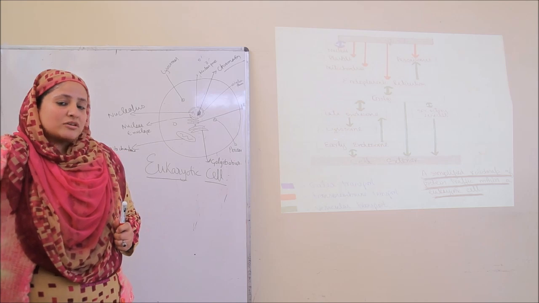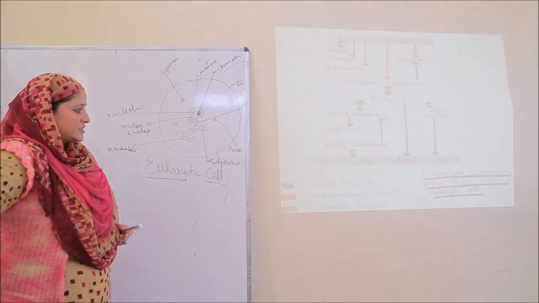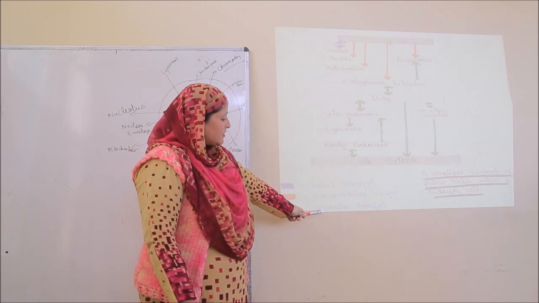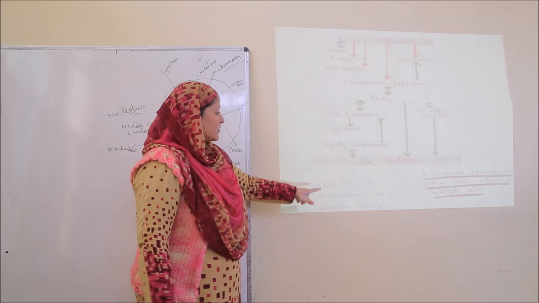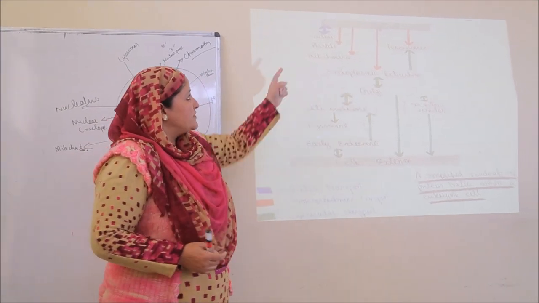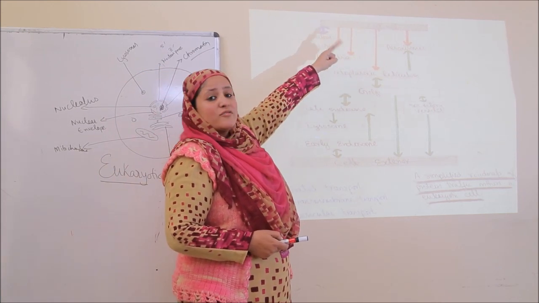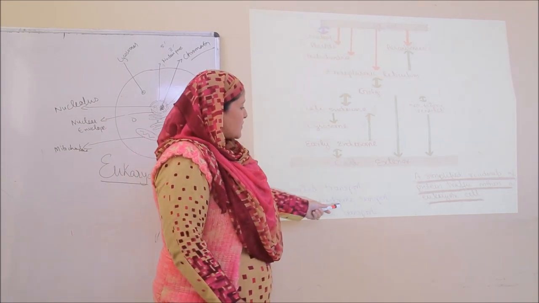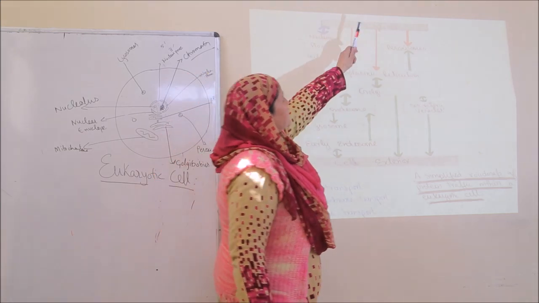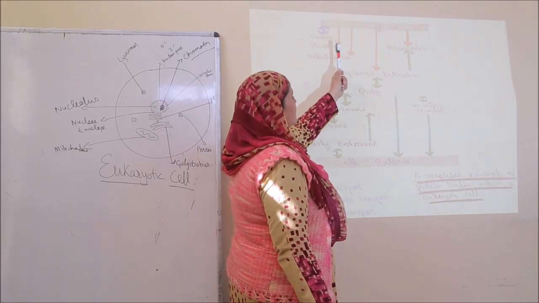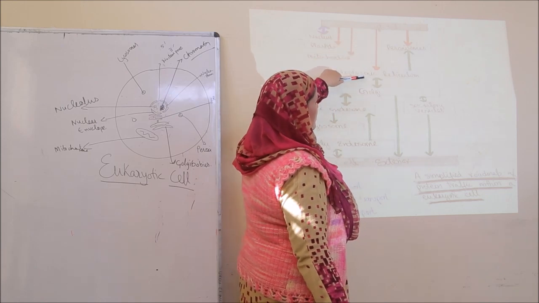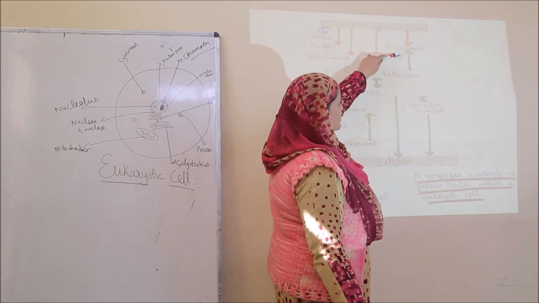In case of eukaryotes, there are mostly three types of transport systems: gated transport, transmembrane transport, and vesicular transport. In case of gated transport, it is the transportation of material between the nucleus and the cytoplasm and vice versa. In case of transmembrane transport, it is the transportation of material from cytoplasm to plastids, cytoplasm to mitochondria, cytoplasm to endoplasmic reticulum, or cytoplasm to peroxisomes.